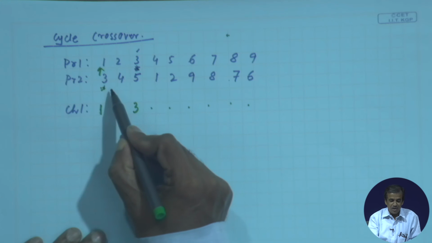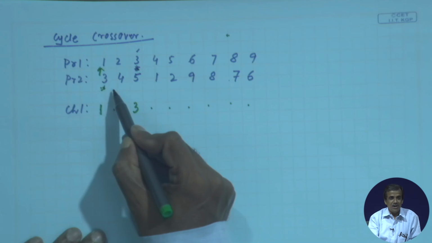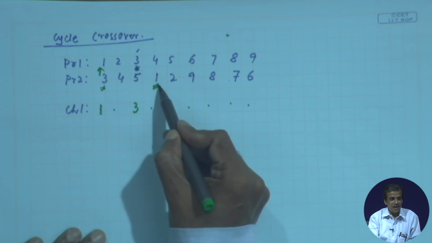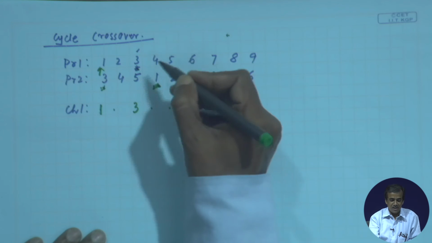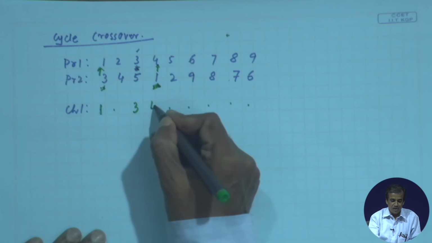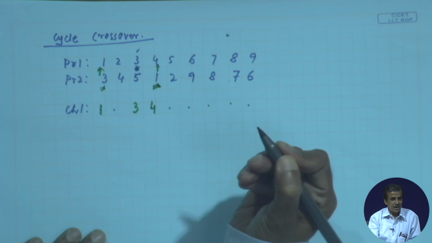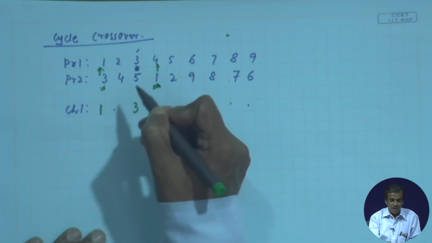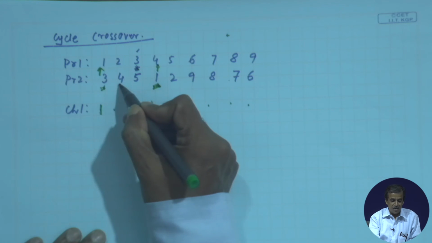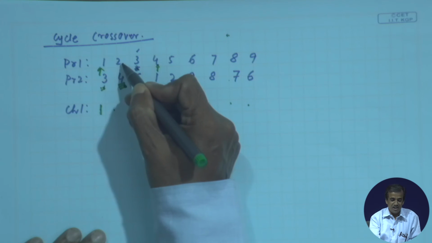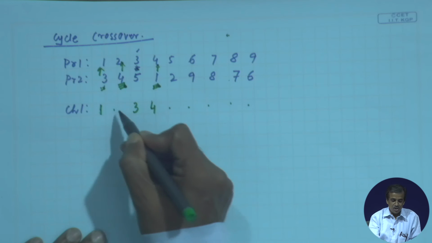Now, you find out the possible location of CT1 on parent 2. This is the location of CT1 on parent 2, and its corresponding CT on parent 1 is 4. So, you put 4 here. Once 4 has been selected, you find out the location of 4 on parent 2, and its corresponding CT on parent 1 is 2. So, you put 2 here.